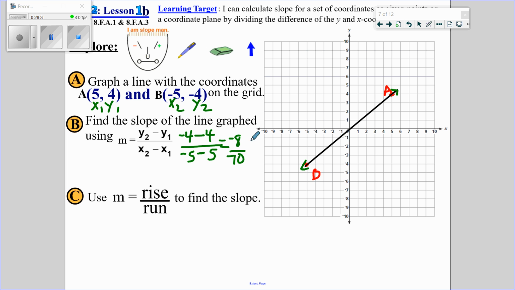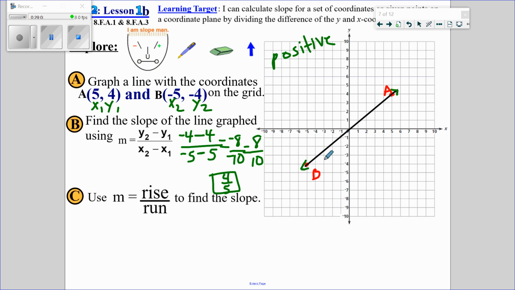I see they're both negative, but I look at my line, I know it's a positive line because it's going upward or increasing from left to right. I see 2 negatives. That is because a negative divided by a negative gives you a positive. So it's 8 over 10. Now this can be reduced by 2, which is 4 over 5.